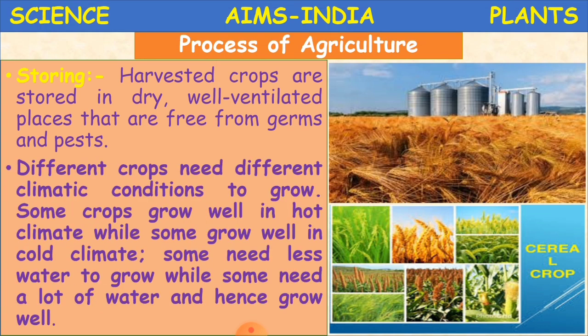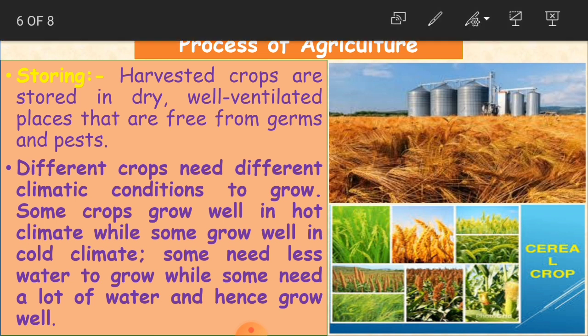Different crops need different climatic conditions to grow. Some crops grow well in a hot climate, while some grow well in a cold climate. See, children, all the crops do not grow at once. We have different crops, and they need different climatic conditions. So according to the climate, we have to decide which crop has to be grown in the field.